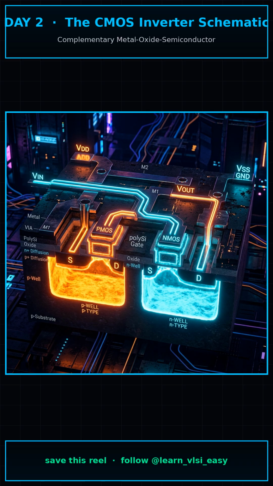Conversely, when the input is low, the PMOS turns on and pulls the output to VDD, while the NMOS is off. Because only one transistor is ever fully conducting in steady state, a true CMOS inverter draws practically zero static power. This breakthrough is what allowed the semiconductor industry to scale to billions of transistors without melting the chip.